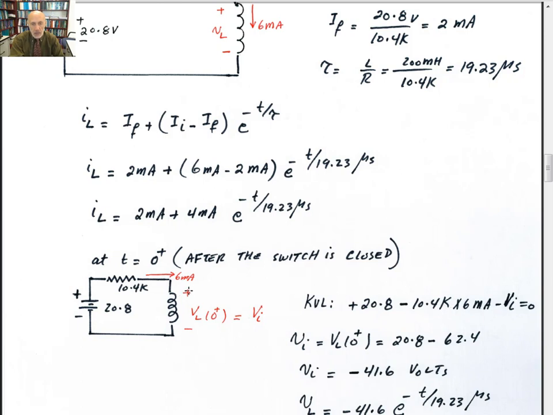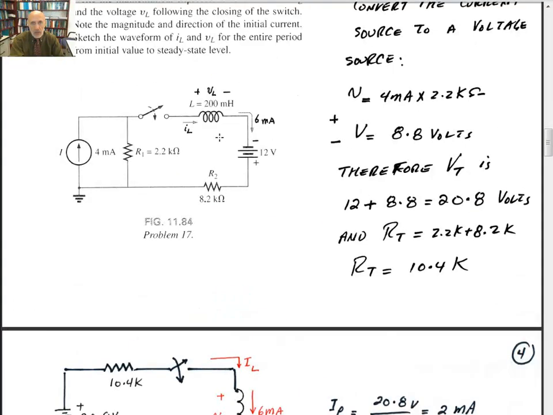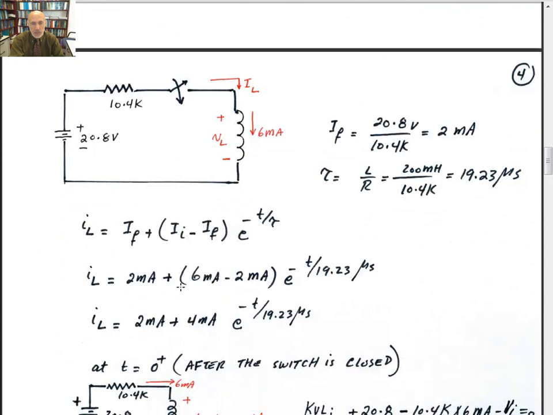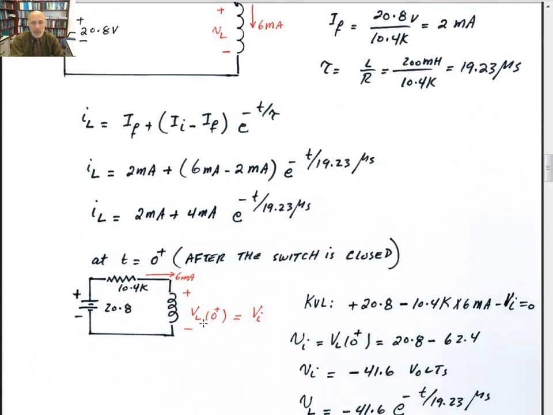And if you assume its polarity is plus or minus, because that's the way they have it, then we're going to call that V sub I, the initial voltage, which has to be equal to 0. So the initial voltage across the inductor at t0 plus would be 20.8 minus 62.4, which gives you minus 41.6 volts.